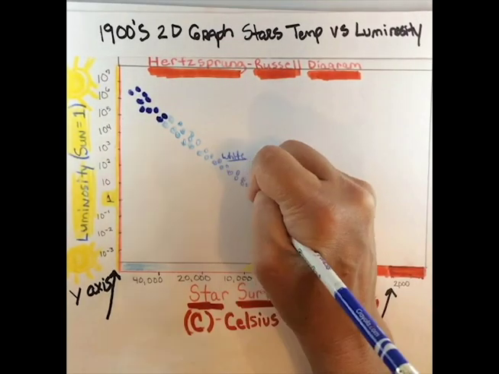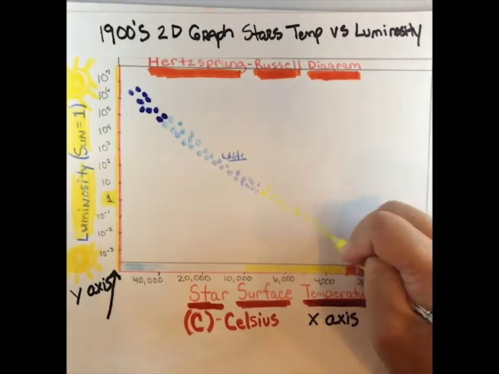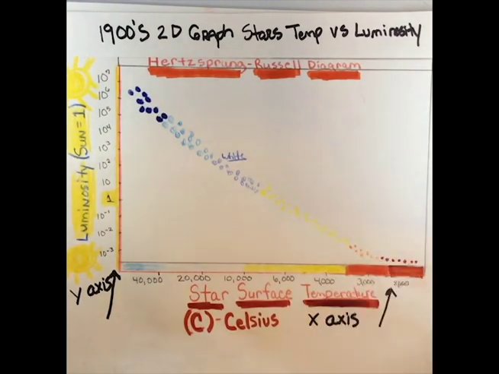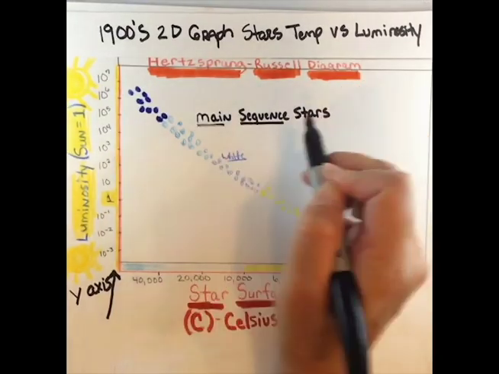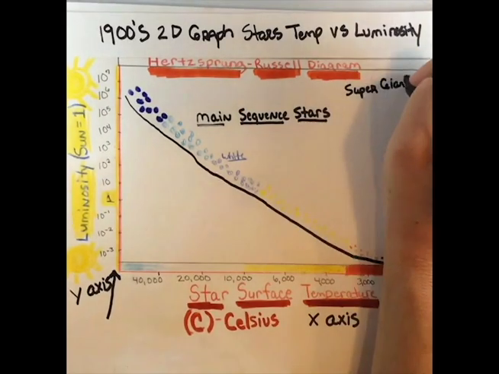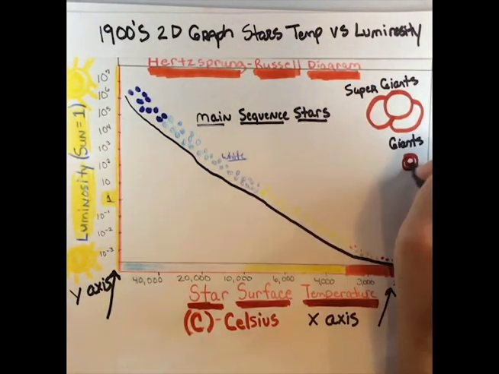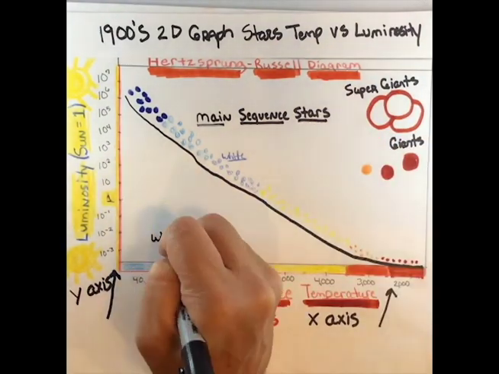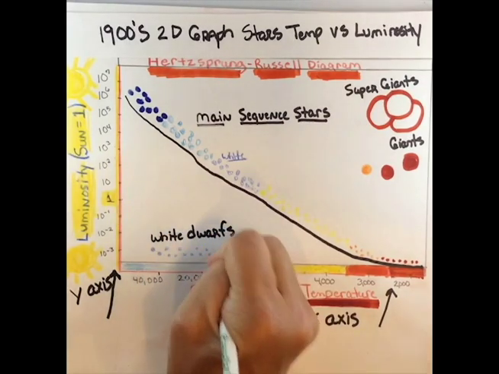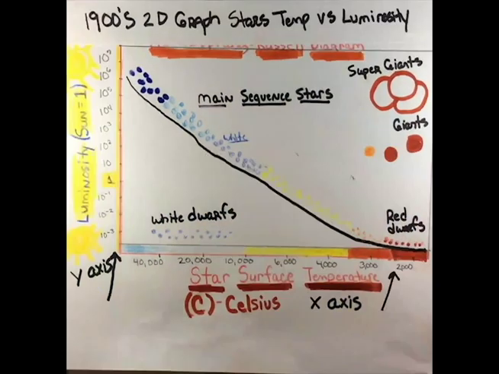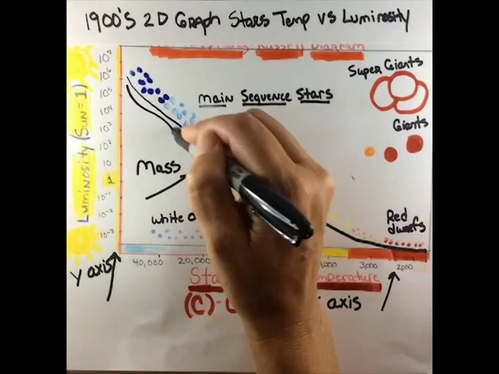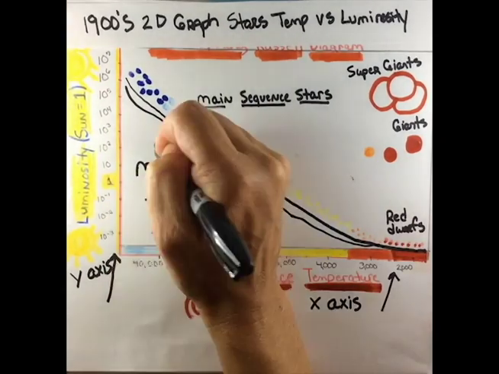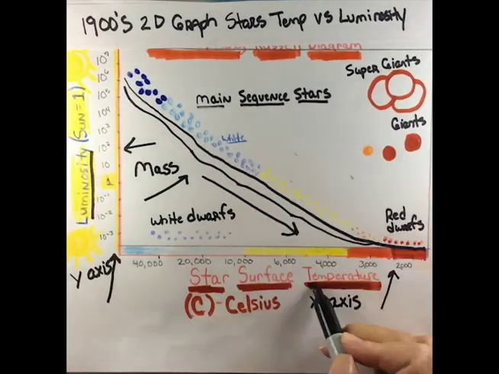An interesting pattern emerges in the graph. Can you guess what it is? It's a line of stars that emerge called the main sequence stars. It's a cool star pattern. The mass of the main sequence stars determines both its temperature and its luminosity.